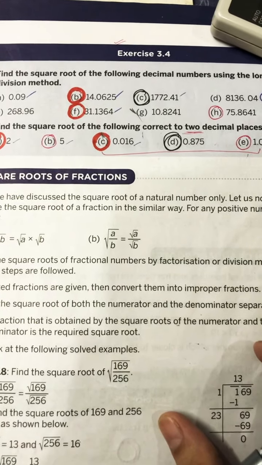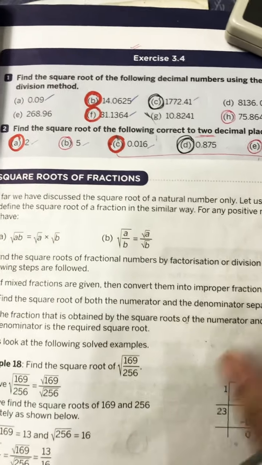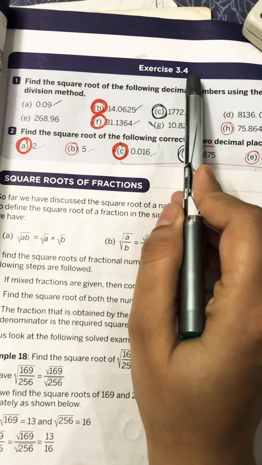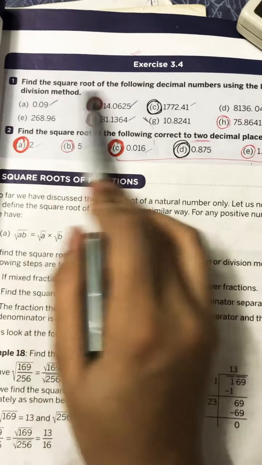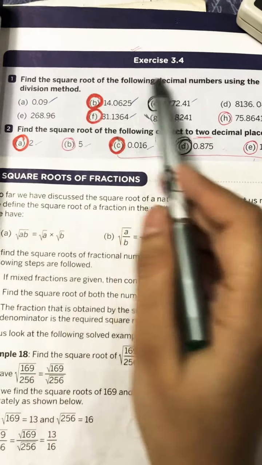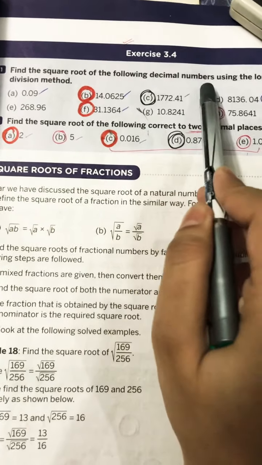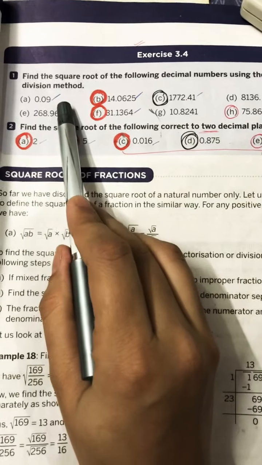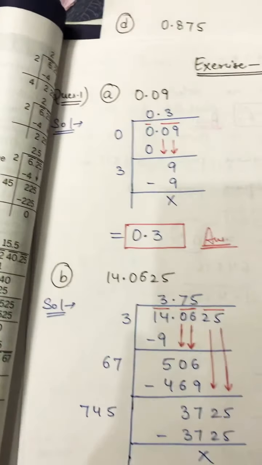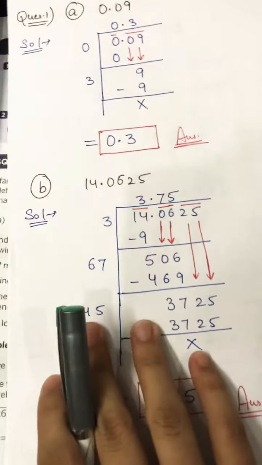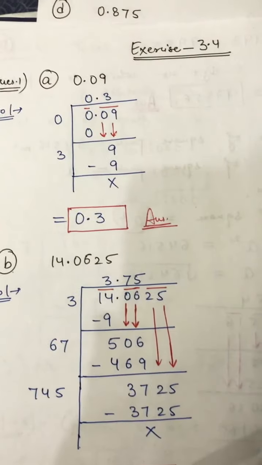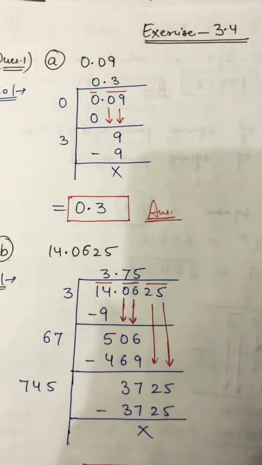Good morning, students. As we have discussed in class, question number 1 of exercise 3.4. We have discussed this first question in the class, how we can take out the square root of the following decimal numbers using the long division method. Now I am telling you this question. Some students might have written the question, and some might be having confusion in some step. You can go through the video and see the steps once again.